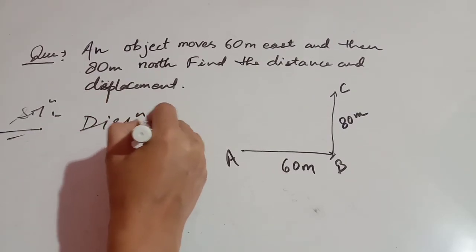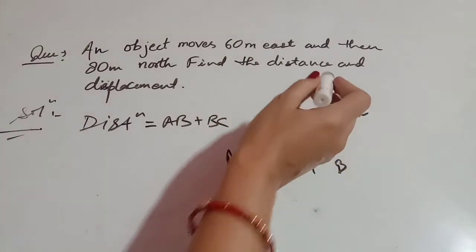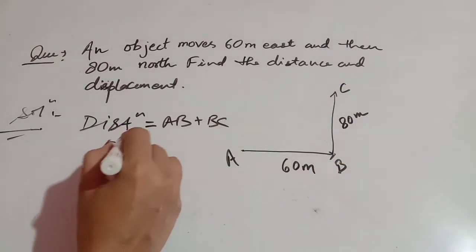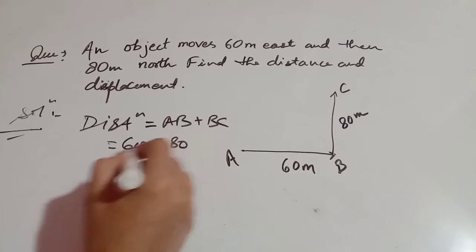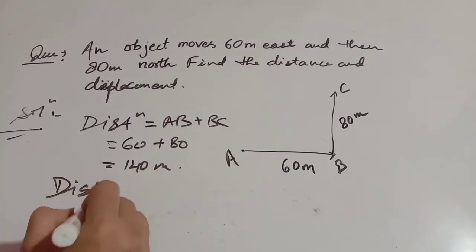Distance, that is actual length, it is AB plus BC. This much length is traveled by the object. So it will be 60 plus 80, that is 140 meter. Now we come to our topic, displacement.